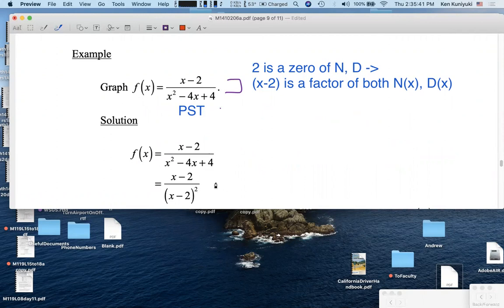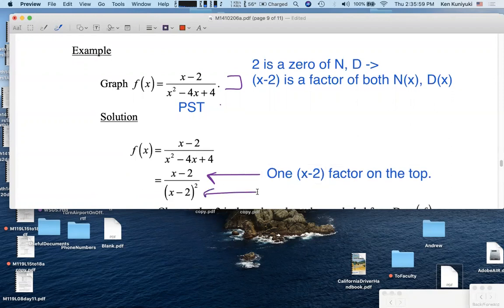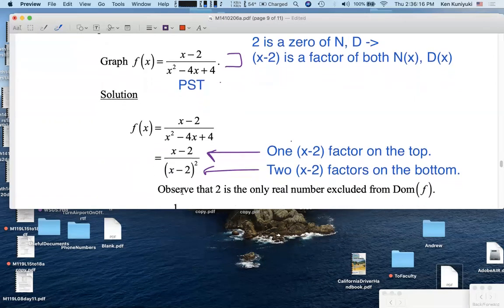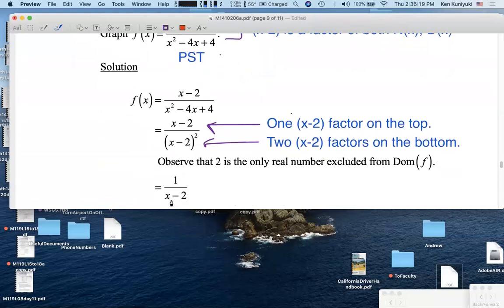So what can we do? We can cancel out or divide out a pair of x minus 2's. We have one x minus 2 factor on the top in the numerator, and we have two x minus 2 factors on the bottom in the denominator. So one factor up here can cancel out with one factor down there. And when we simplify, we still have one of these x minus 2 factors surviving down below.